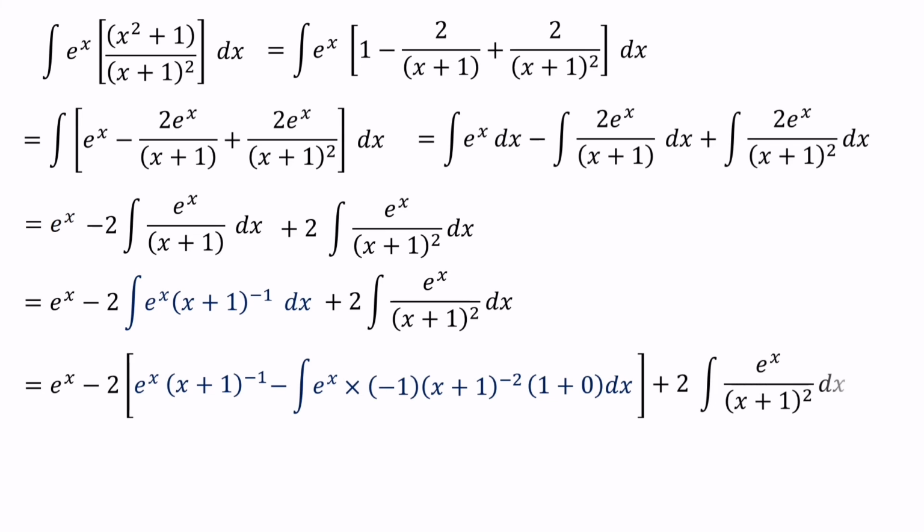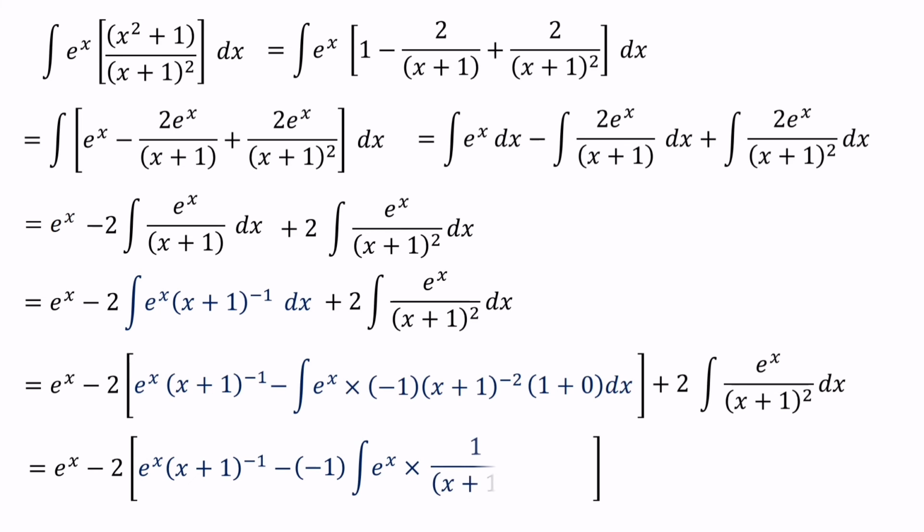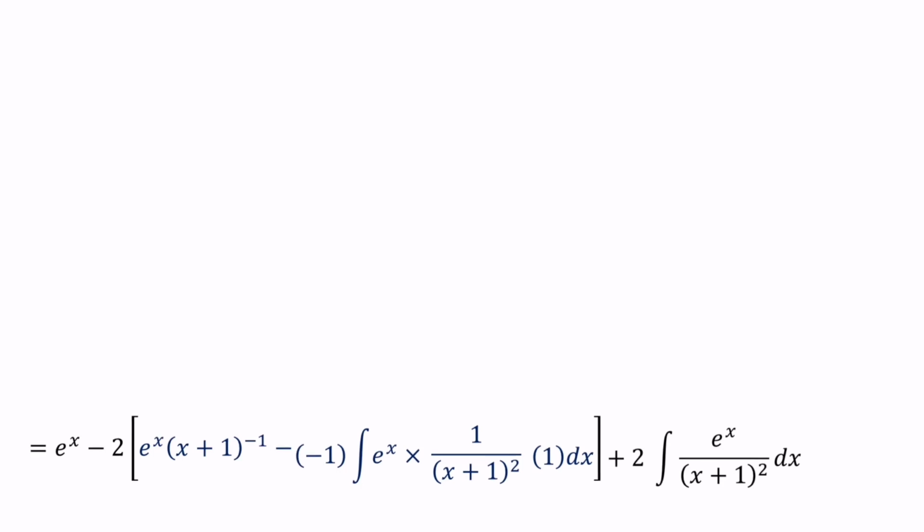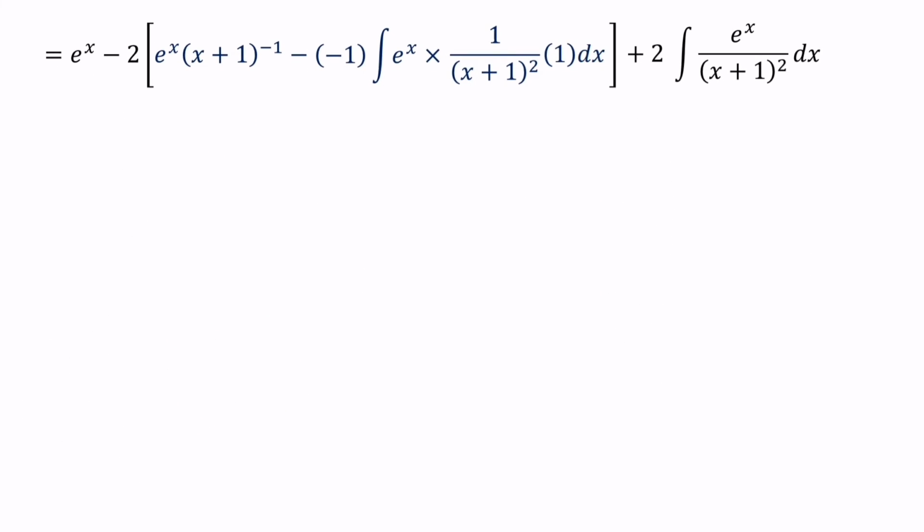In the integral, minus 1 is a constant, so we can bring this minus 1 outside of the integral. After that, we can write x plus 1 to the power of minus 2 as 1 over x plus 1 perfect square. Then we can remove the brackets. First one, minus 2 e to the power of x into x plus 1 to the power of minus 1, minus 2 integral e to the power of x over x plus 1 perfect square.